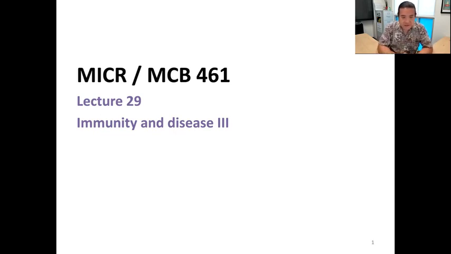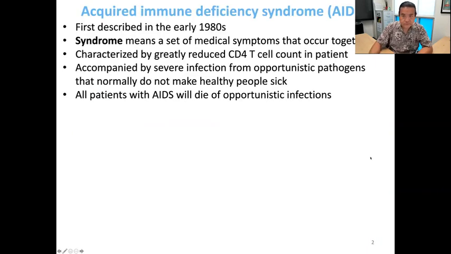So let's continue today talking about our immune system and different examples of diseases involving immunodeficiencies. So one of the real standout examples that we can discuss is AIDS, right? AIDS is acquired immune deficiency syndrome, and AIDS really first became front and center in the public's consciousness back in the early 1980s.